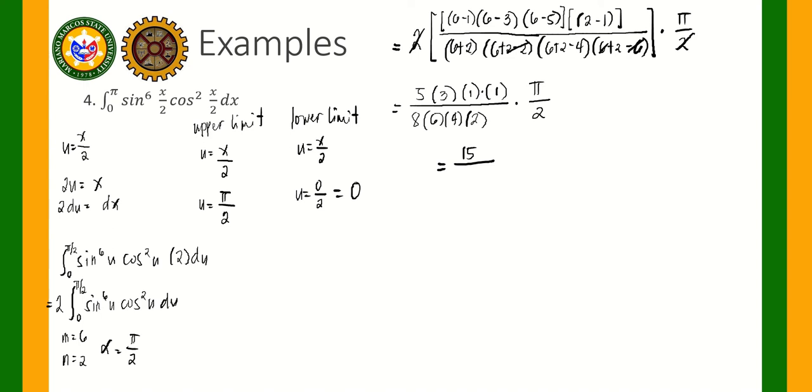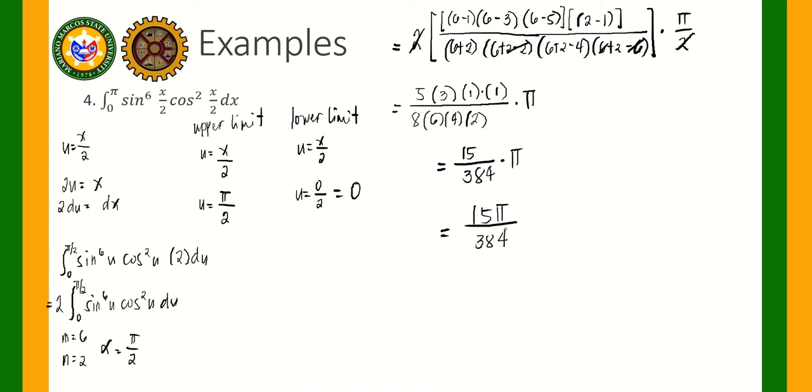that is equal to 128. Oh, wala na pala tayong 2 kasi kinancel natin kanina. So, this is only equal to pi. Then, multiplied by pi. So, we simplify further. This is equal to 15 pi. Mali pala to. Ito sa part na to. Okay, 8 times 6 times 4 times 2 is 384. Okay, multiplied by pi. So, 15 pi over 384.